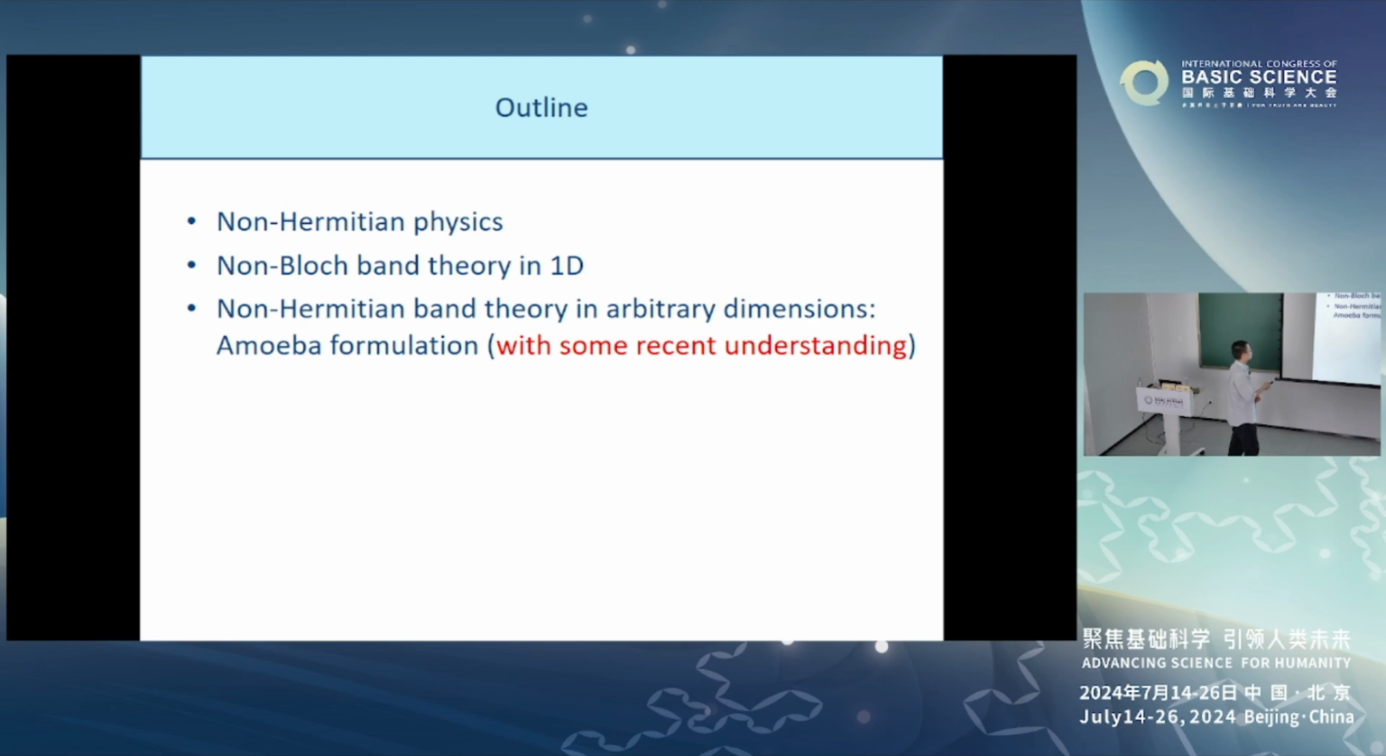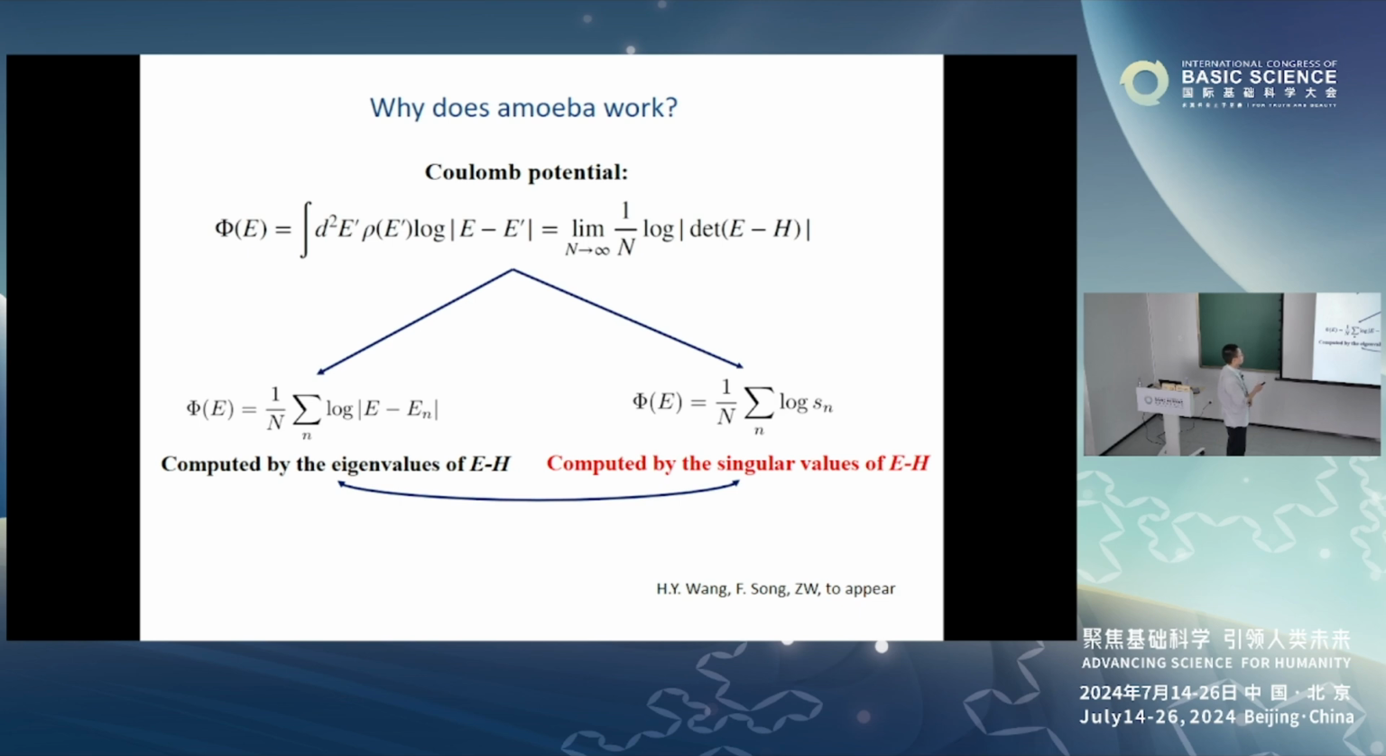And finally, let me explain in a few minutes some recent understanding of why this amoeba theory works. Actually, we find that the Coulomb potential of the energy spectrum can be calculated in two different ways.